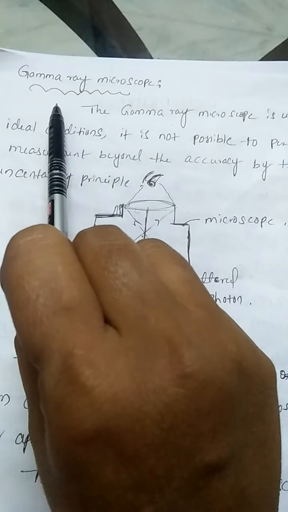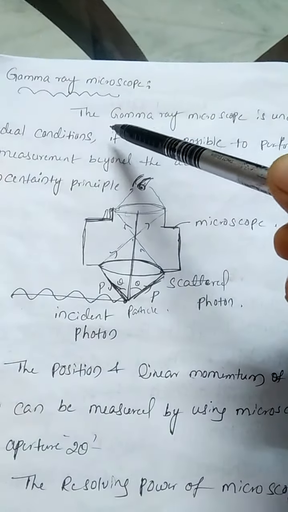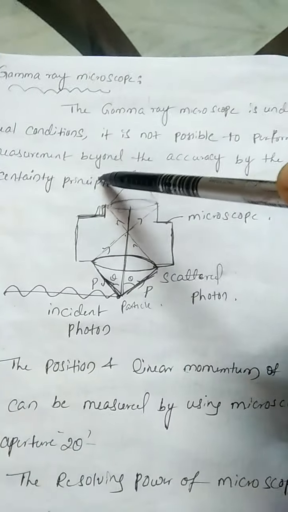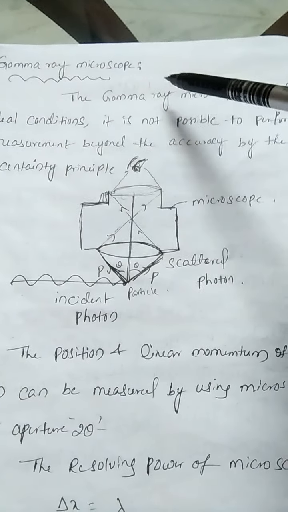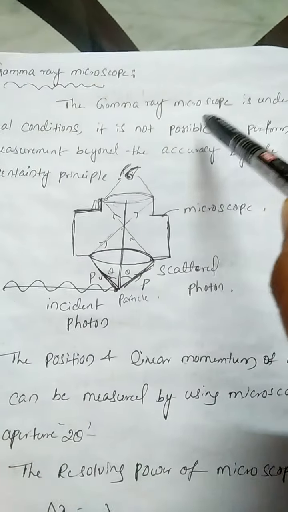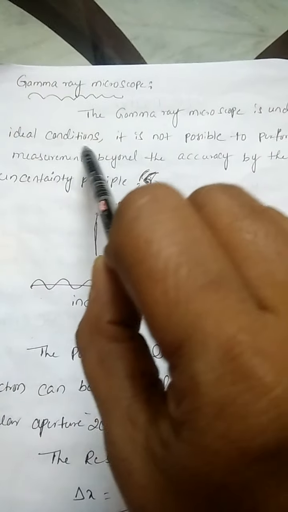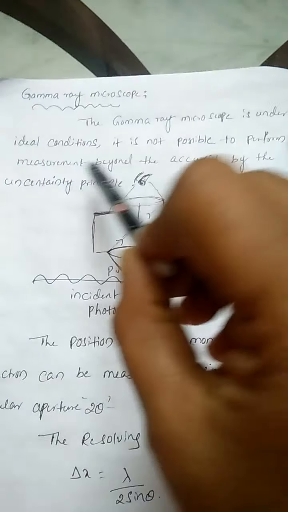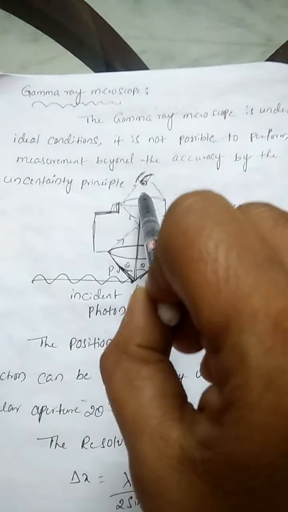So the next topic is the gamma ray microscope. This is experimentally one of the examples used to explain the uncertainty principle. Let us discuss how the gamma ray microscope works. Under ideal conditions, it is not possible to perform measurements beyond the accuracy allowed by the uncertainty principle.